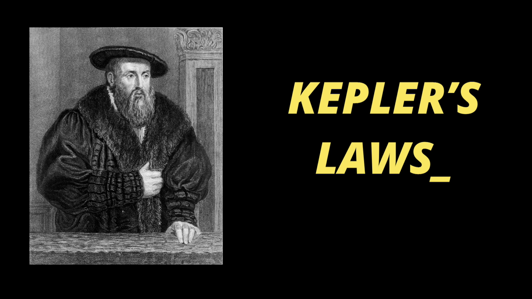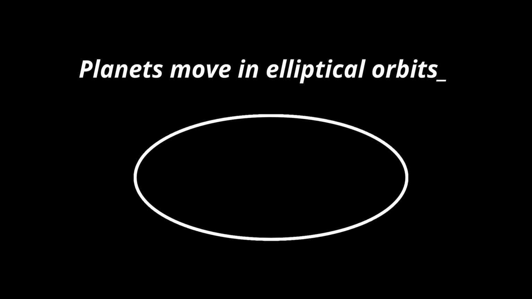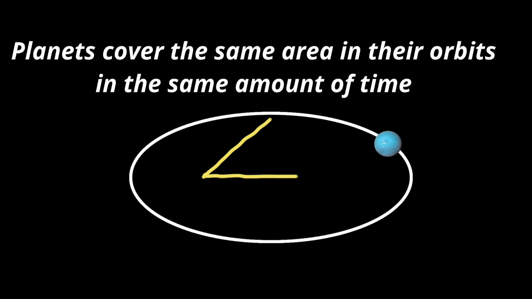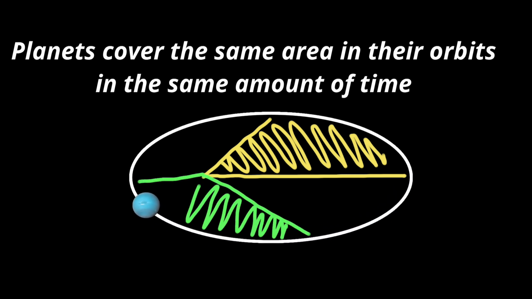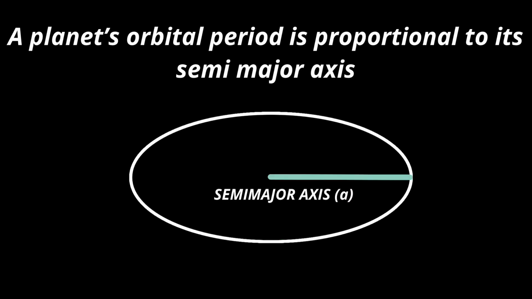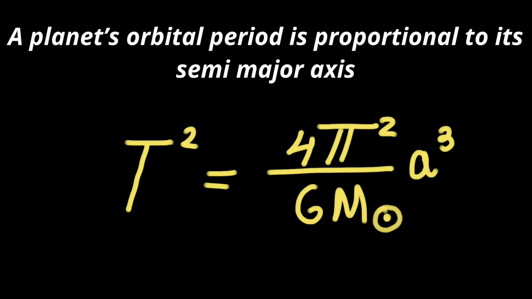The first law of Kepler says that planets move in elliptical orbits. The second says that planets cover the same area in their orbits in the same amount of time. Thus, the area a planet sweeps across an ellipse is equivalent to any other area it sweeps with the same change in time. The third and final law says that a planet's orbital period is proportional to the size of its orbital or semi-major axis.